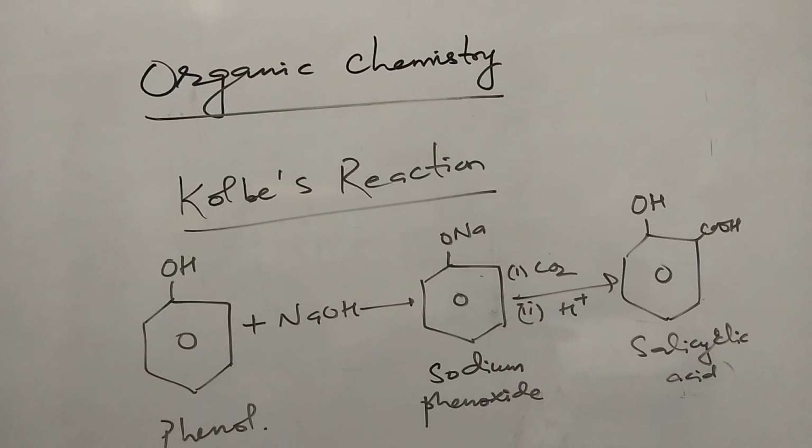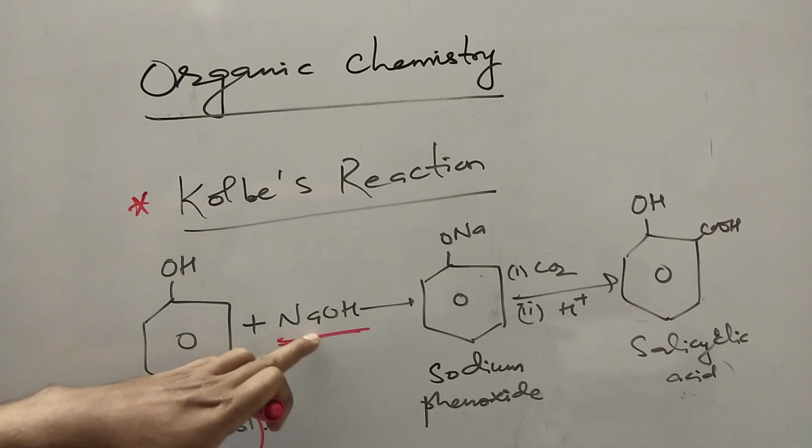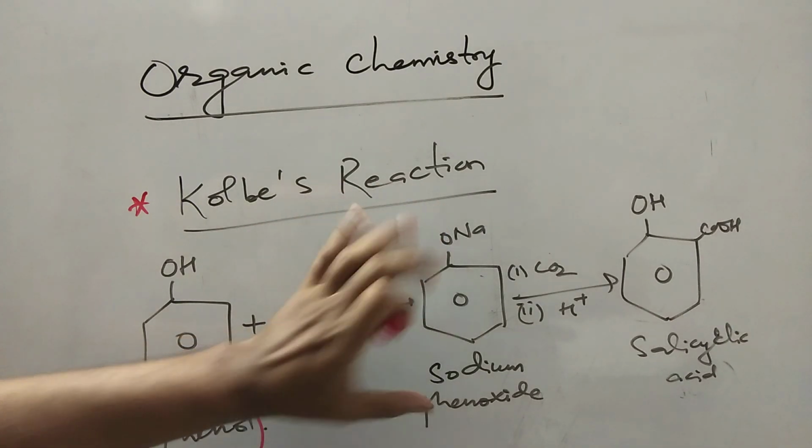Now let's see Kolbe reaction. So Kolbe reaction, what happens? Phenol is treated with sodium hydroxide. Phenol is acidic in nature. It is a stronger acid than ethanol but weaker acid than carbonic acid. Phenol when treated with a base NaOH, it forms sodium phenoxide.